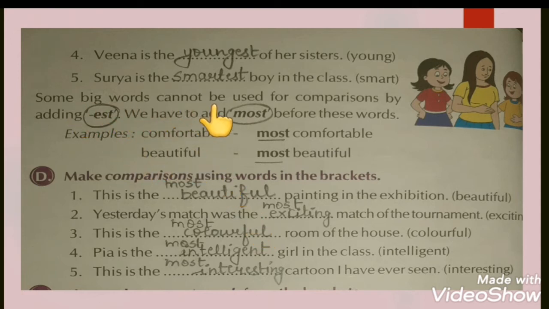Some big words cannot be used for comparison by adding est. We have to just add most before these words. Example, comfortable, most comfortable, beautiful, most beautiful. Make comparison using the words in the bracket. This is the most beautiful painting in the exhibition. Here the word beautiful is already given. We have just added most to show that it is the most सबसे अच्छी painting है exhibition की.